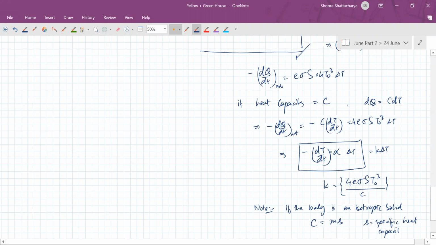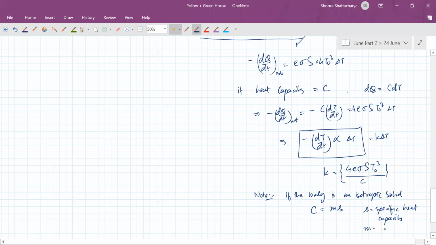So don't confuse the small s with the capital S in the numerator. Capital S in the numerator is the surface area, whereas this is small s, which is the specific heat capacity. Okay, so you can see how this is in agreement with Newton's law of cooling. So Stefan's law of radiation reduces to Newton's law of cooling, provided, of course, we have that condition that delta T is very small compared to T naught.